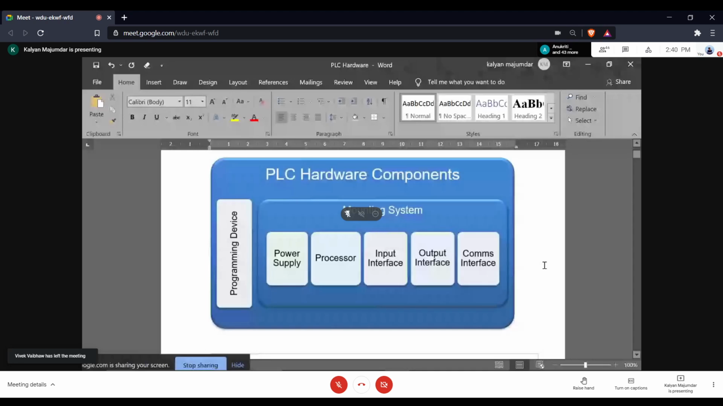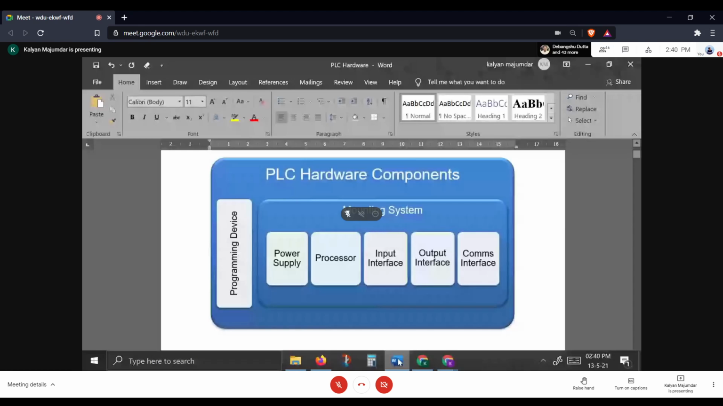And what is an application? It is basically used for automation of machines, of equipment, of processes in a factory or plant. So the application area of a PLC is very well defined. Automation, control of machines, equipment, processes, as you find either in a factory or in an industry or a process plant.